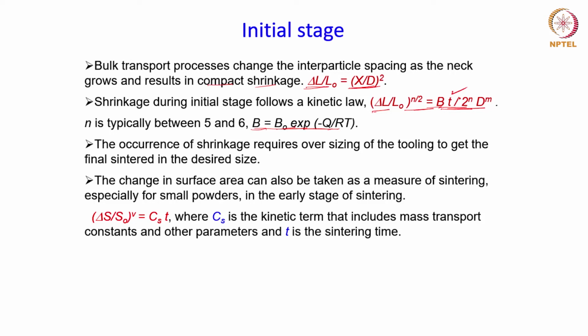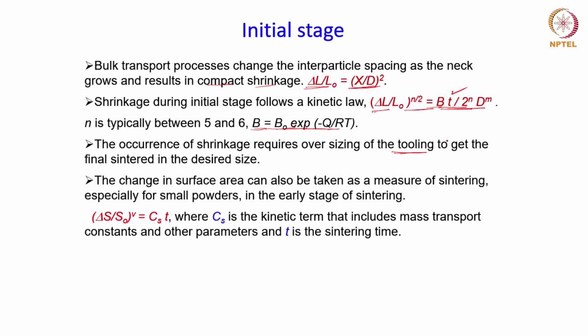The occurrence of shrinkage will require oversizing of the tooling in order to maintain the dimensional tolerances of the final product. Shrinkage means the dimensions are actually reducing, and therefore initially you have to start with a little bit bigger size so that when the shrinkage happens it comes back to the actual size which is required in the final product, right? So the tooling has to be a little bit oversized to take care of the shrinkage.